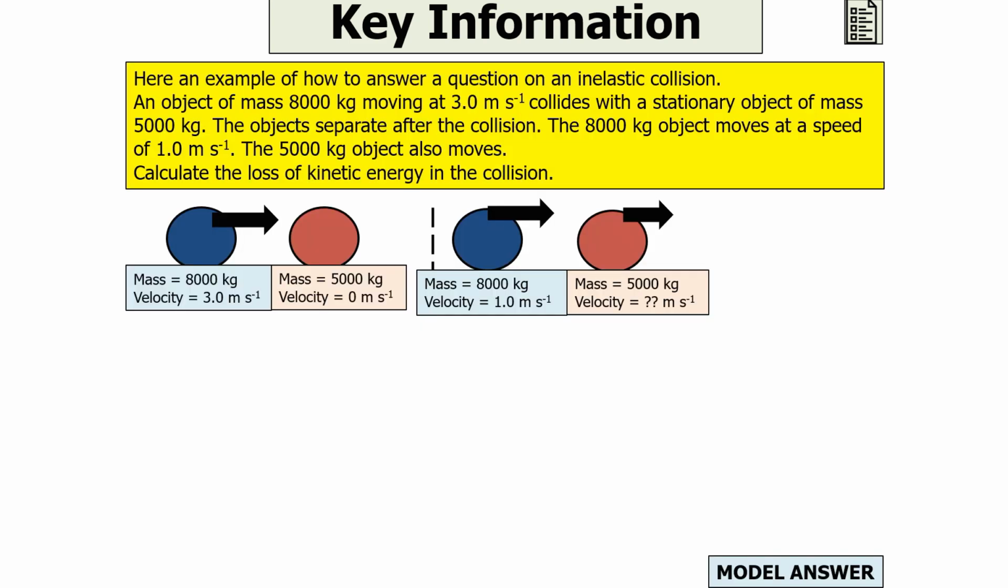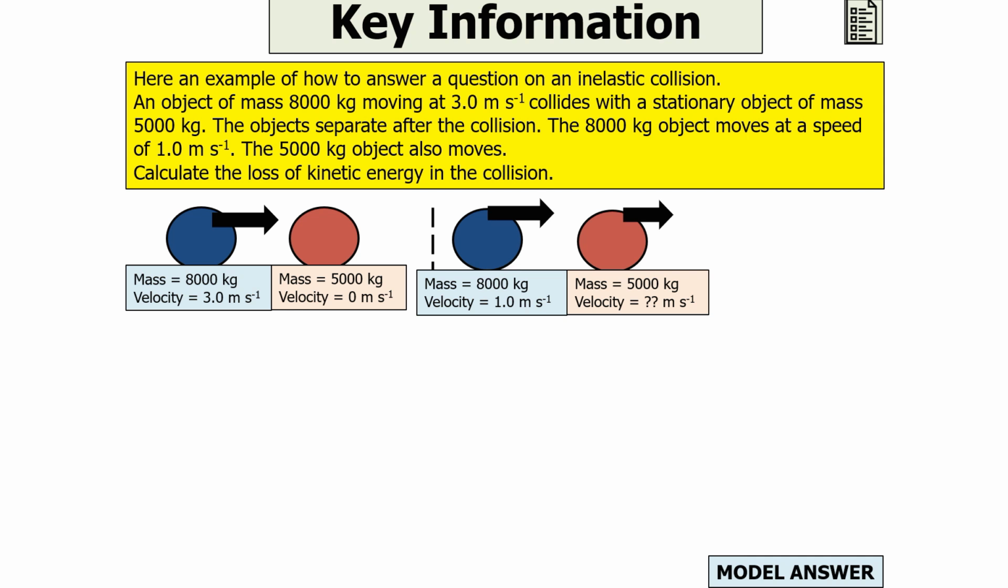So let's have a look at an example of a question. An object of mass 8,000 kilograms is moving at 3 meters per second and collides with a stationary object of mass 5,000 kilograms. The objects separate after the collision. The 8,000 kilogram object moves at a speed of 1 meter per second. The 5,000 kilogram object also moves. Calculate the loss of kinetic energy in the collision. It's obviously an inelastic collision because the kinetic energy is being lost.